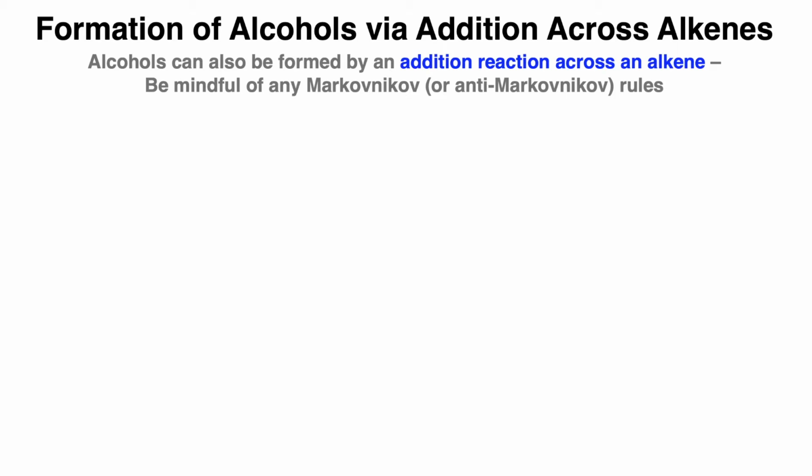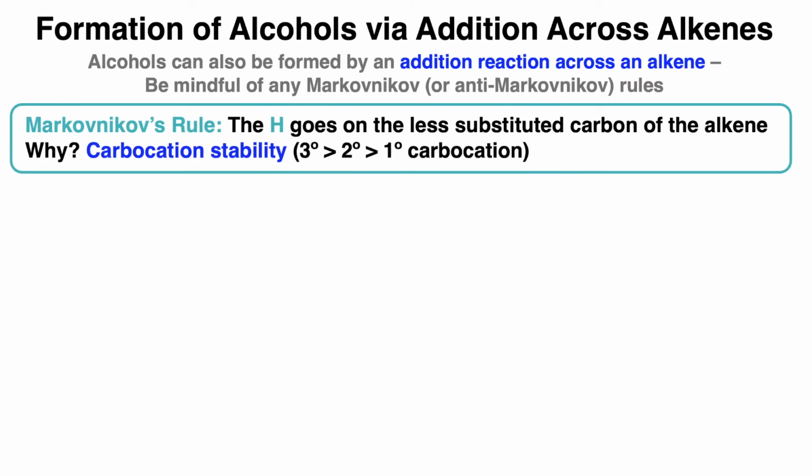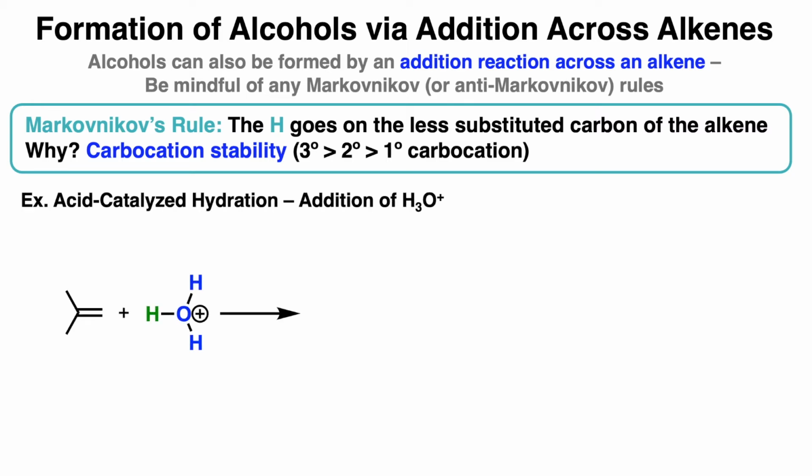Besides substitution reactions, alcohols can also be formed by an addition reaction across alkenes. For these reactions, be mindful of any Markovnikov or anti-Markovnikov rules. Recall that Markovnikov's rule is that the hydrogen goes on the less substituted carbon atom of the alkene, while the carbocation goes onto the more substituted side due to carbocation stability. In an example of acid-catalyzed hydration, H3O+ is being added across the following disubstituted alkene.